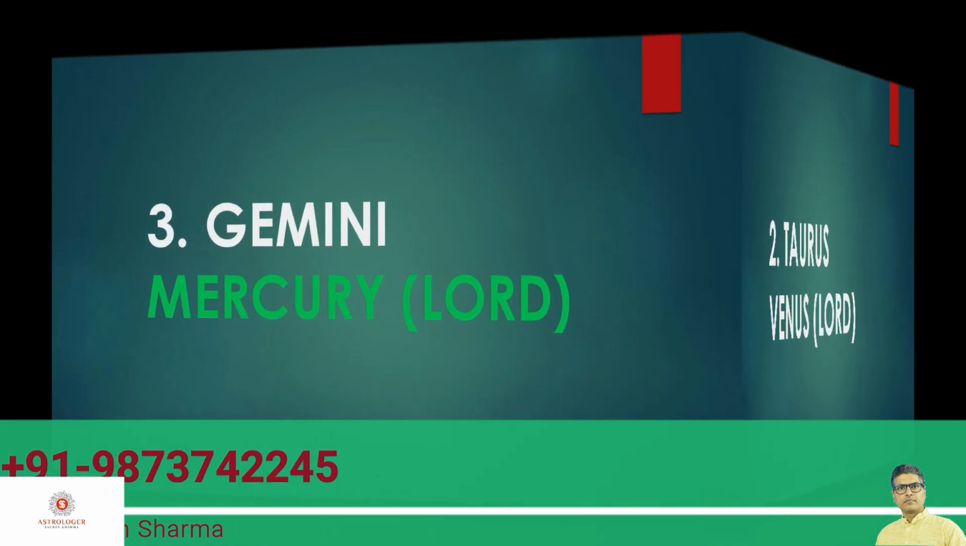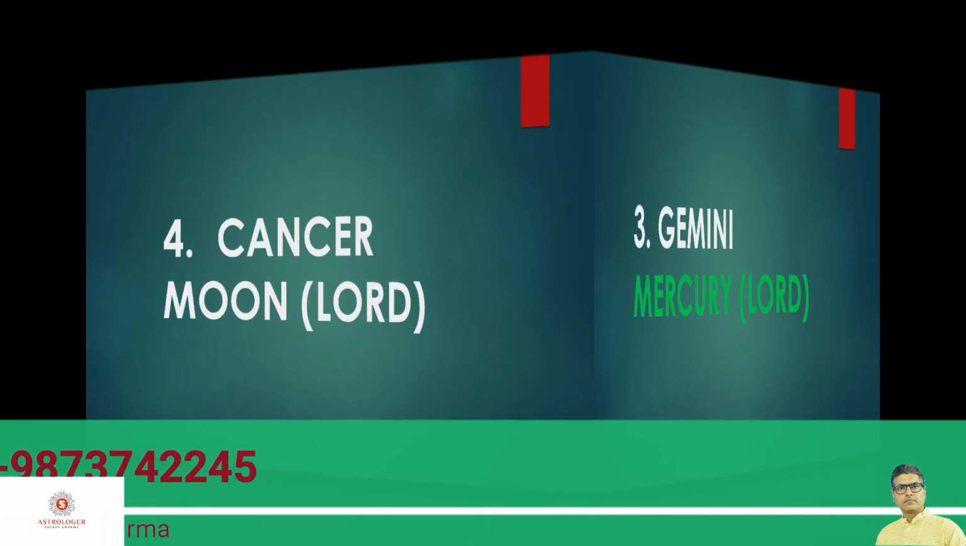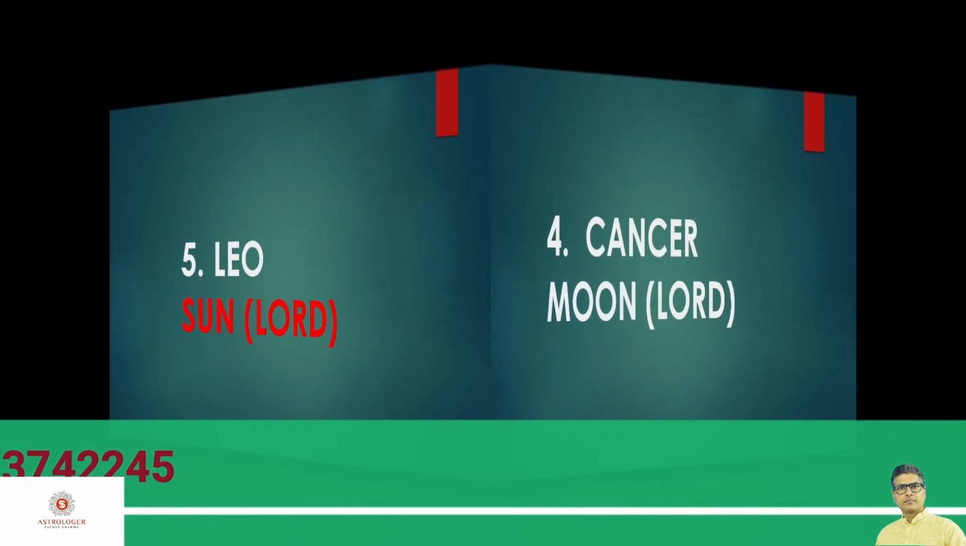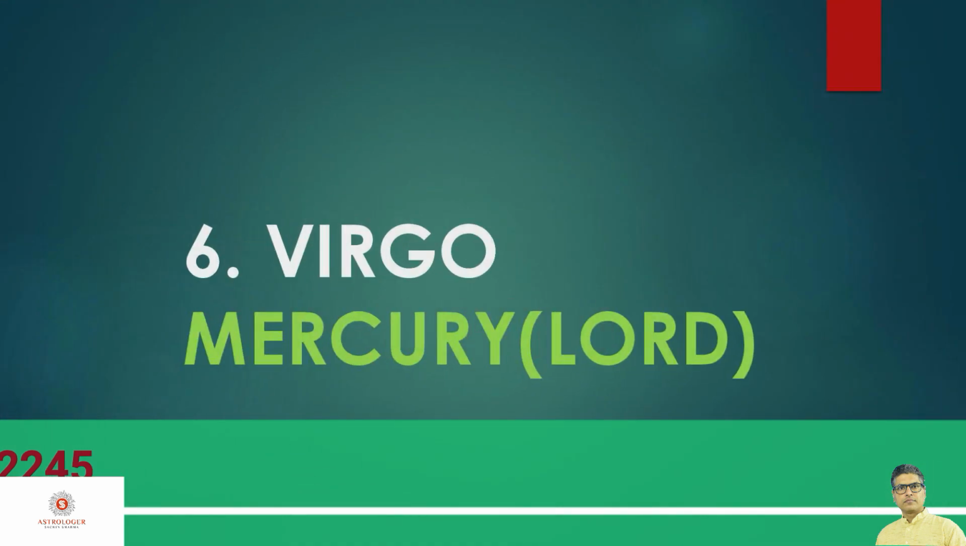Number 3 belongs to Mercury. Number 4 belongs to Moon. Number 5 belongs to Sun. Number 6 belongs to Mercury. So there are two numbers that belong to Mercury, which are number 3 and number 6.